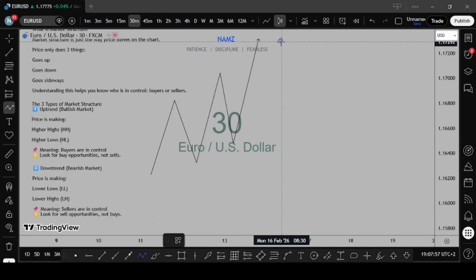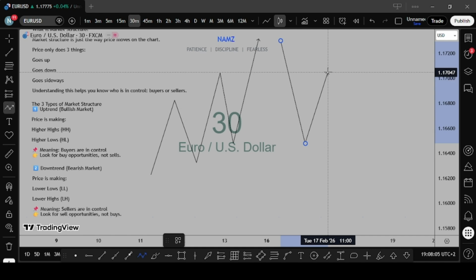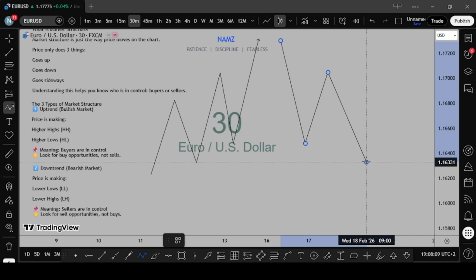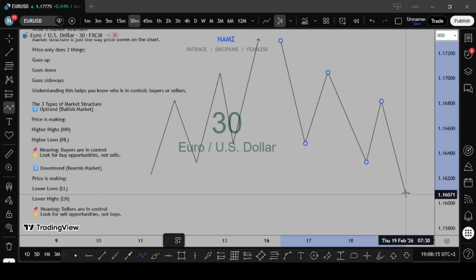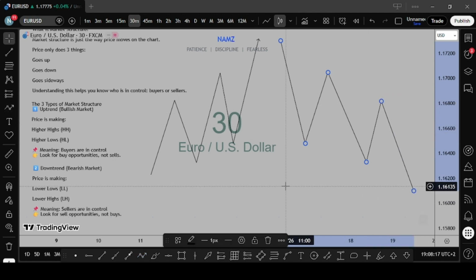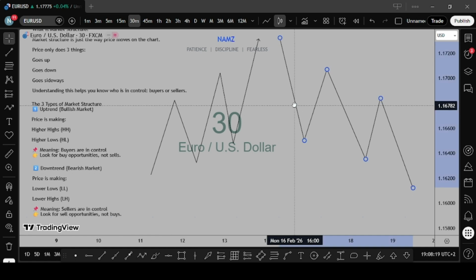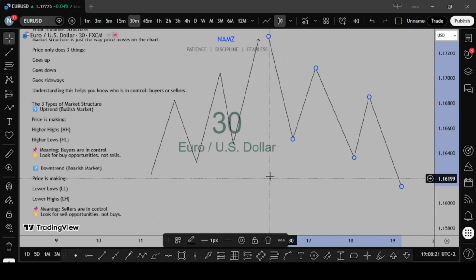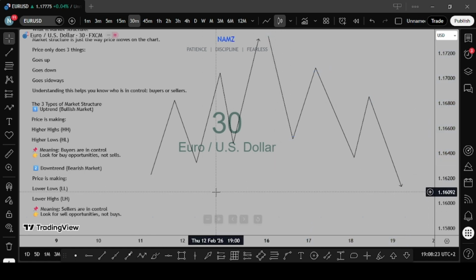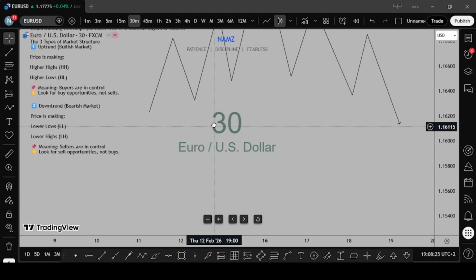So this is what it means. We have a high here, and then price comes to create a low, and then it comes to create a lower high, and then it comes to create a lower low, and then it comes to create a new lower high, and then it just continues like that. So this is what it means that we are in a bearish market.